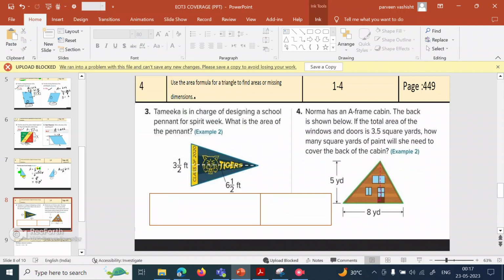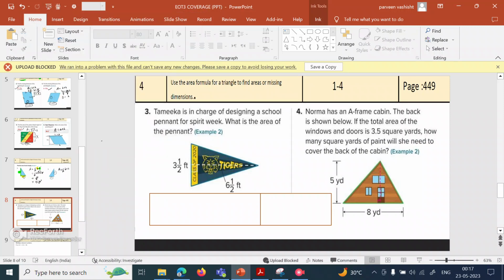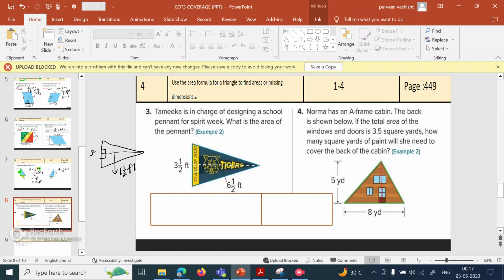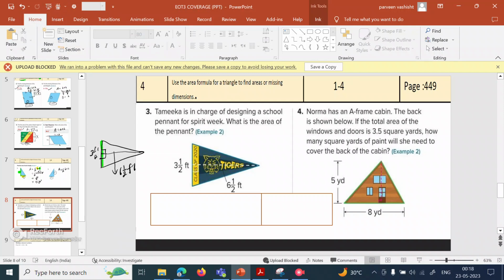Next question, let us go. Question number 3. Very easy, not very difficult. You only have to understand. You will make your triangle like this. So you are making a 90-degree angle in the middle of the triangle, and this side is given to you as 6 and 1 by 2 feet, and this side is 3 and 1 by 2 feet.